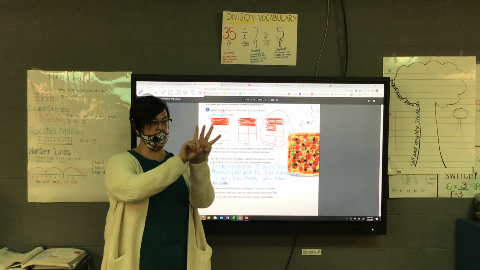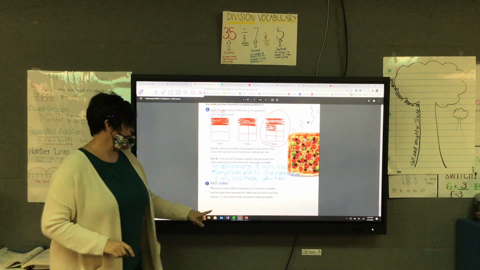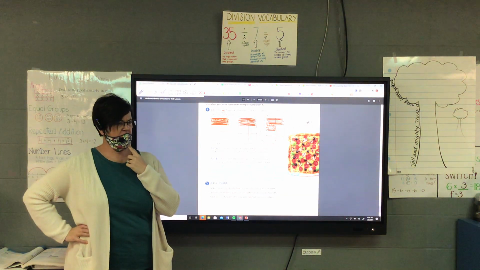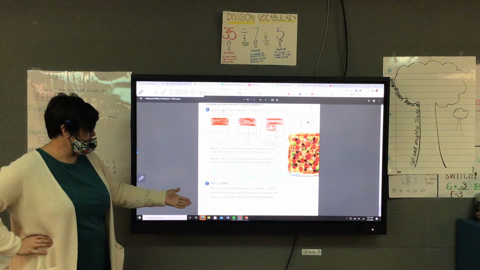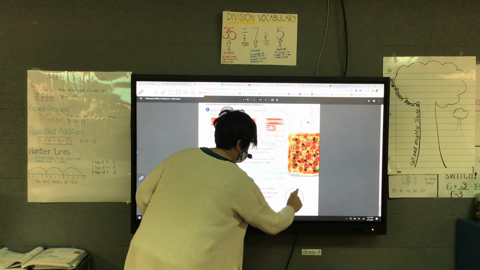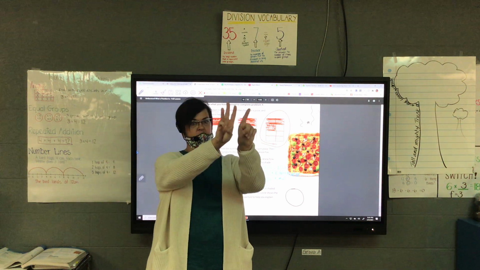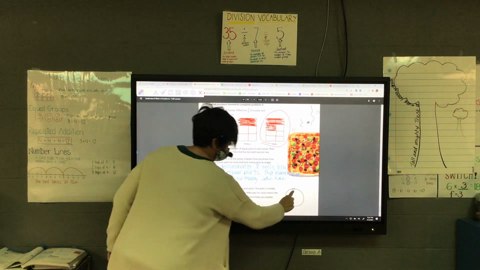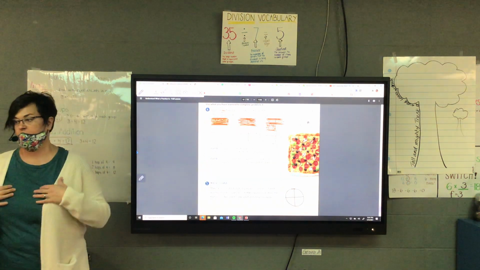How many parts does his circle have? 4. Mike says his circle shows the fraction 1/3. Is that right? No. Why is he not right? Let's draw this out. Let's draw a circle over here. He has 1 part shaded and 3 that are not. So how many parts is that? 4. Remember when we divide a circle, we just split it in half both ways if it's talking about fourths.